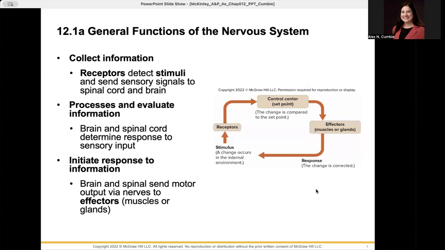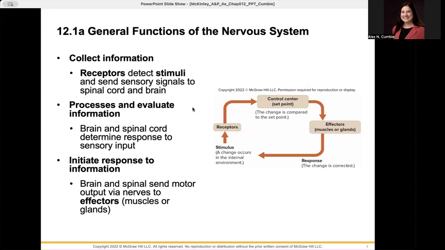So to start, this should not look unfamiliar to you because in the beginning, in chapter 1, we learned about homeostasis, where we are able to collect information, send it to the brain, and then have some sort of reaction. And we learned those reactions as negative or positive feedback. Okay, so in general, especially in regards to homeostasis, this is how the nervous system functions.